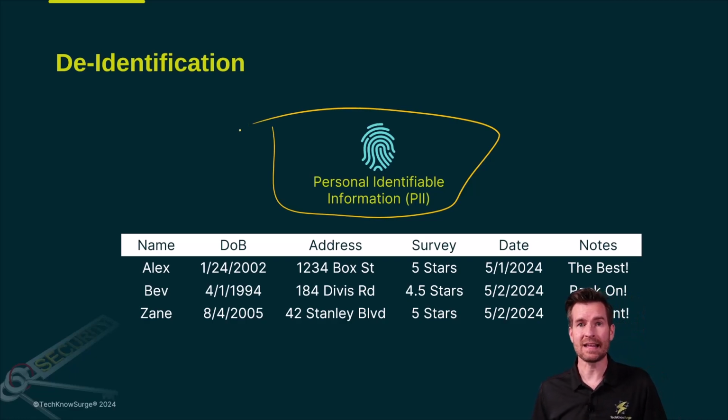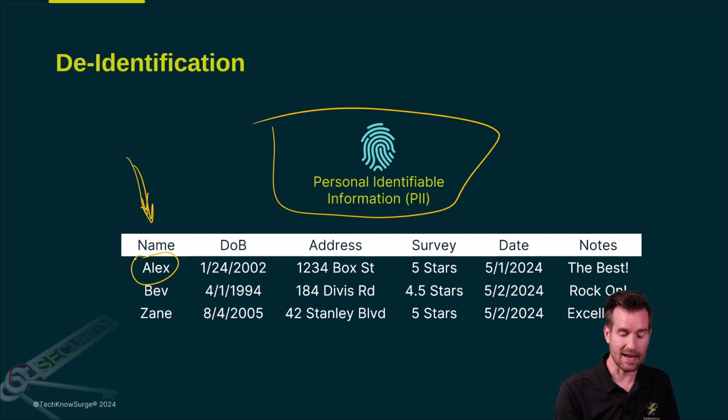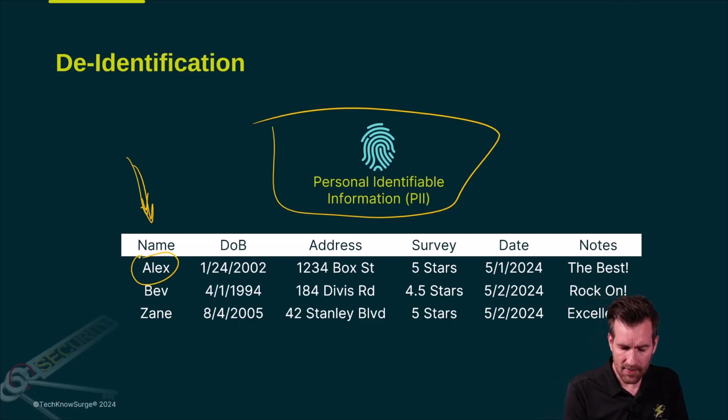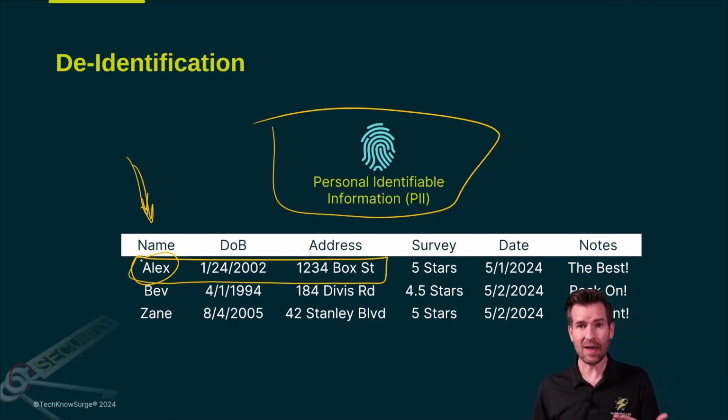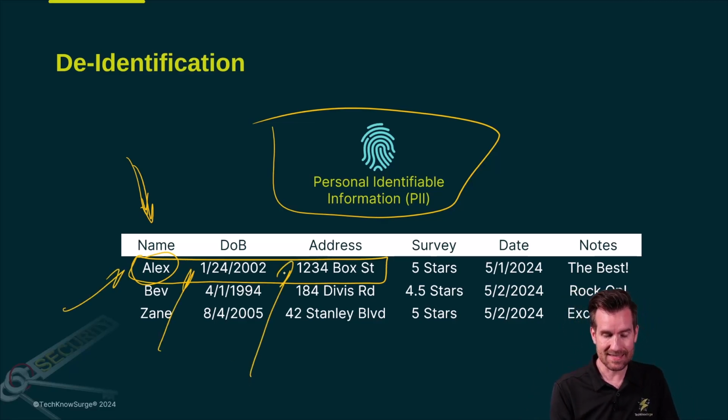PII can have different meanings out there. It all means that it identifies a specific person. Some people categorize a first name as being PII, although technically it's not, not by itself anyways. There are a lot of people out there named Alex, so it doesn't necessarily identify a specific person. Now add that to a date of birth and an address, and that becomes PII, because somebody named Alex with this date of birth and this address probably identifies a specific person. There's probably not multiple people named Alex with the same date of birth at the same address. So this now identifies that specific person.